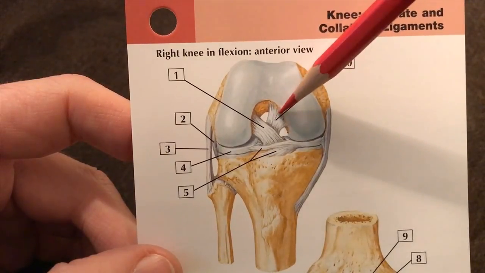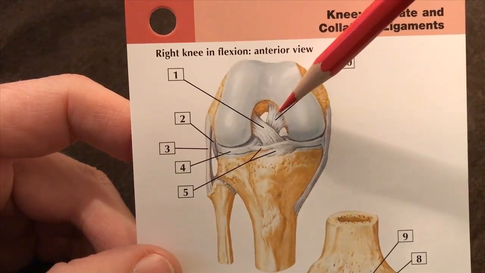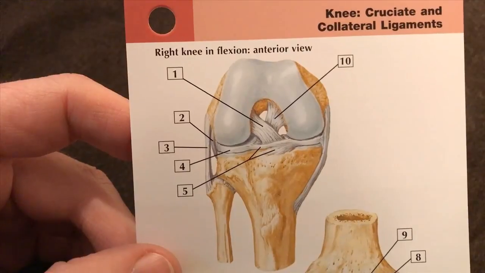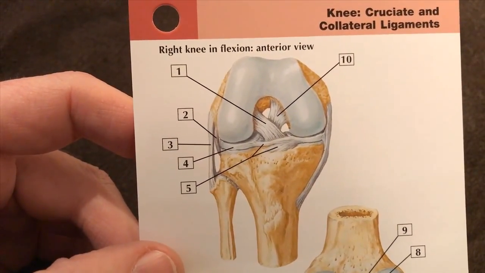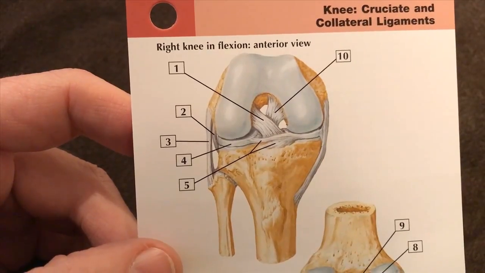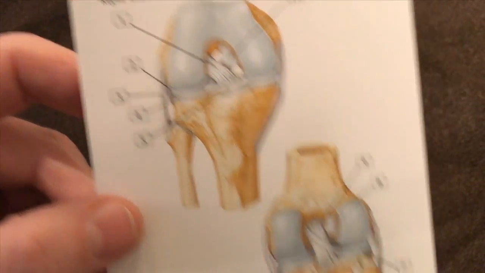This right here is the origin of the PCL, and you can see that it comes off of the lateral aspect of the medial femoral condyle. Now that can be a little tricky to remember, so I'm going to give you a hint as to how you can remember this anatomy.